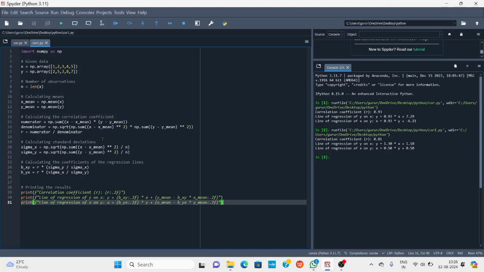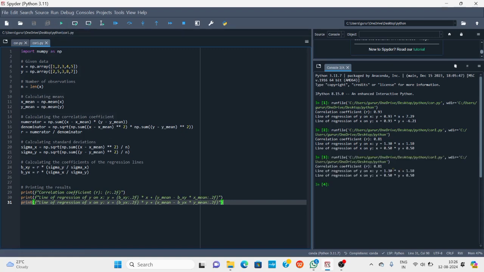To find the standard deviation, we will find sigma x is equal to the square root of summation of (x minus x mean) whole square divided by n, and to find sigma y, we take the square root of summation of (y minus y mean) square divided by n. Calculating the coefficients of the regression lines, we multiply the correlation coefficient r into sigma y by sigma x, and for the coefficient of x we find r into sigma x by sigma y. So we will print the coefficient of correlation and lines of regression.